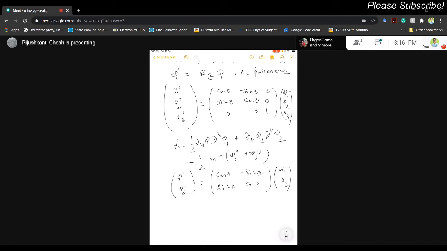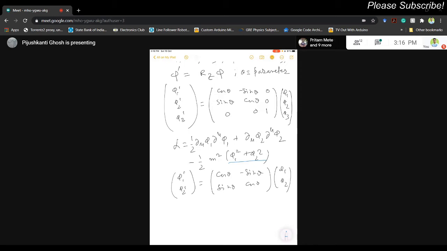So the Lagrangian density L is necessarily invariant under rotation, but in addition to that, it is invariant under this kind of transformation also. You can simply see that phi 1 square plus phi 2 square is nothing but the length in the field space. So if you give this transformation, then it will be phi 1 prime square plus phi 2 prime square.